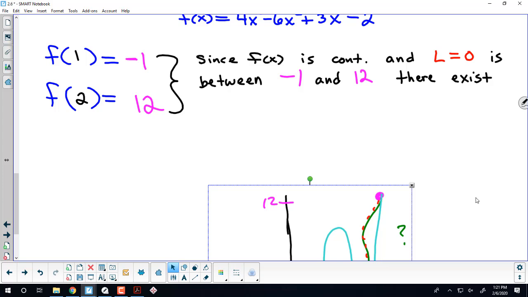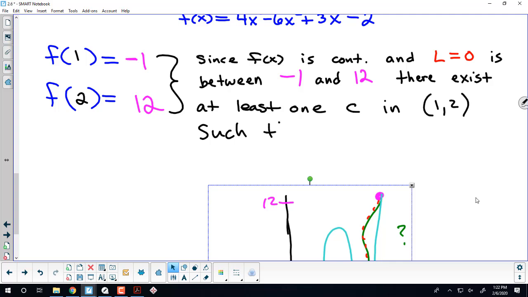And if you get confused as to what your conclusion should be, you just draw out a little picture of, okay, well, I verified it was continuous, and I verified these two y values are on that function. There exists at least one c in the interval from 1 to 2, such that f of that c value is equal to our L, which was 0.